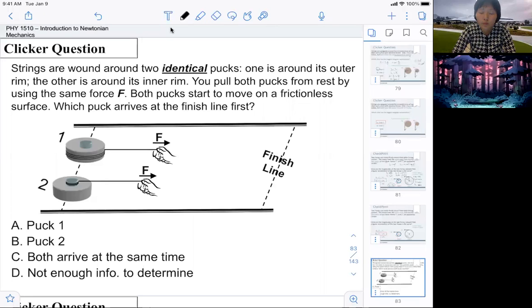The force causes the puck to have both torque and translational motion. Yes. Okay, so that's one idea. Very good. I'm going to write it down. The force causes torque and translational motion. Okay, that is correct and very good. And any other thoughts?